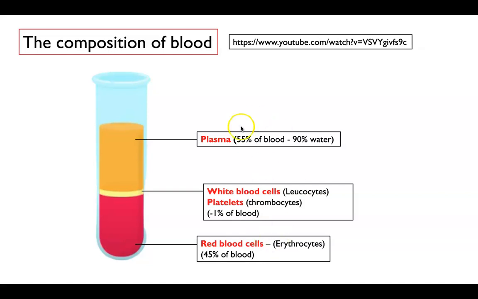Now I realise those percentages don't add up to 100, so don't let that confuse you. We still need to know this information. So the composition of blood is plasma, white blood cells, platelets and red blood cells.